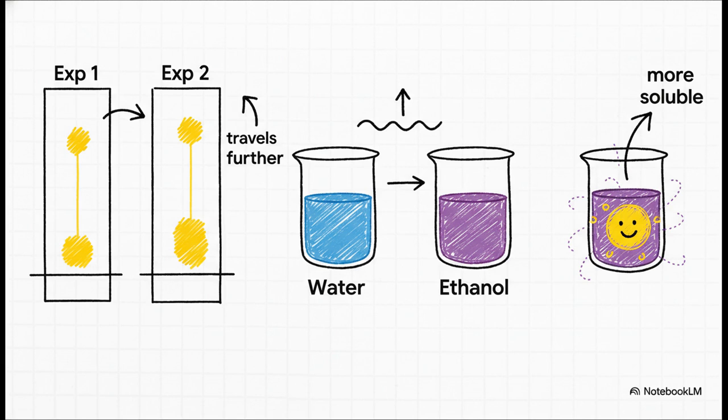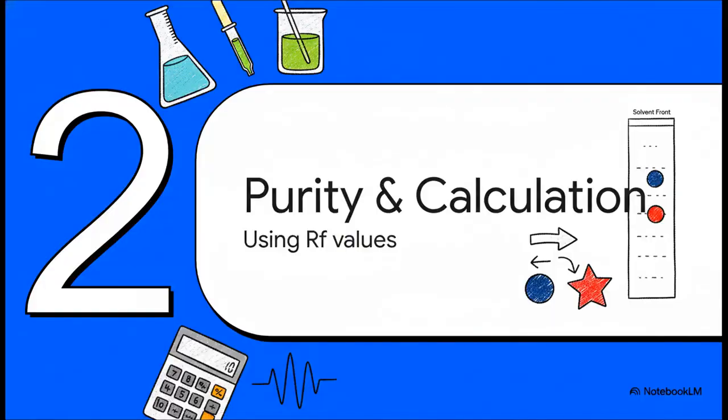The dye travels further in experiment 2. Second, identify the one thing that changed. The solvents are different. And third, hit them with the scientific principle. The yellow dye is more soluble in ethanol. Since the solvent is the mobile phase, higher solubility means it gets carried way further up the paper. Simple as that.